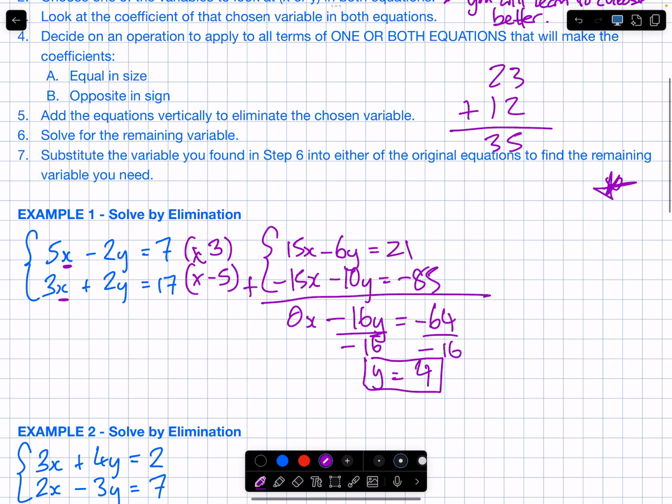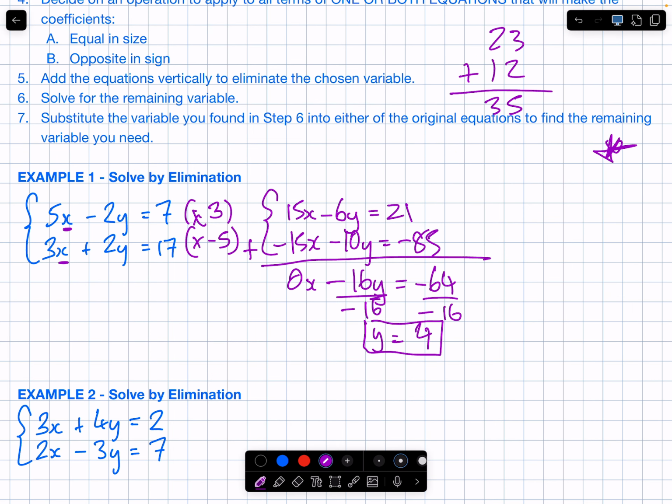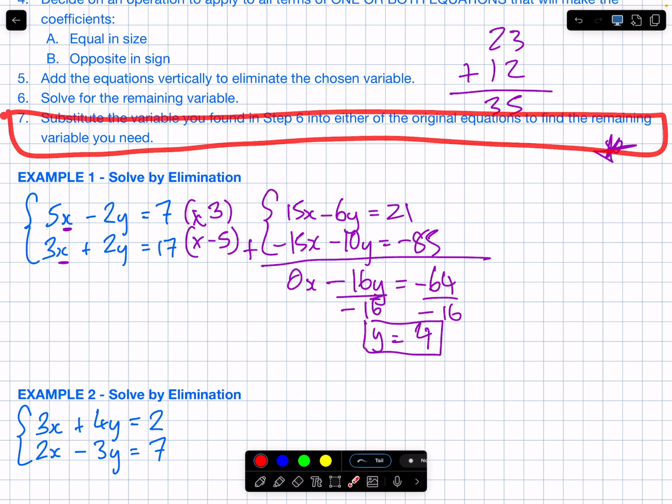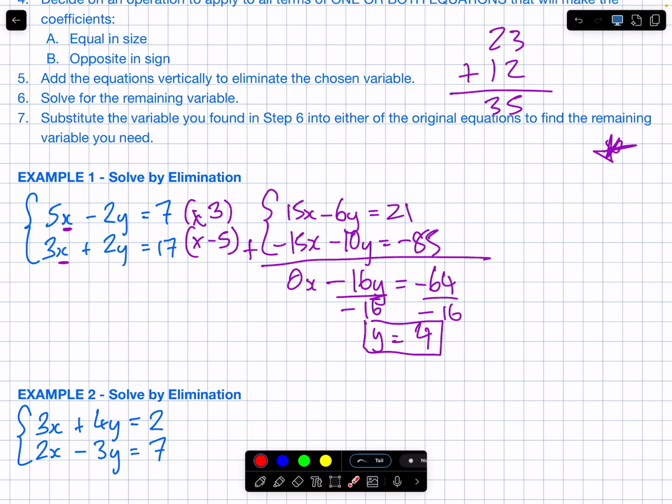We're doing this year 10 maths now. Did I only want to find x? I've got y now. Now that I know what y is, what's the last step? 7. Substitute the variable you found in step 6 into either of the original equations. We did something like that last lesson. What did I say? Choose the easier looking one.